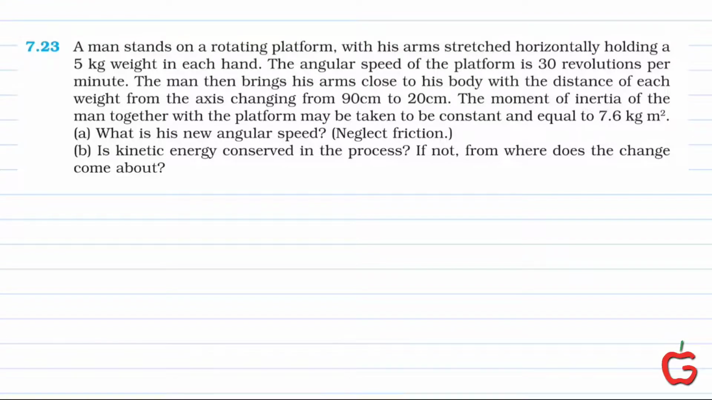The moment of inertia of the man together with the platform may be taken to be constant and equal to 7.6 kilogram meter square. What is the new angular speed? Is the kinetic energy conserved? If not, from where does the change come about?